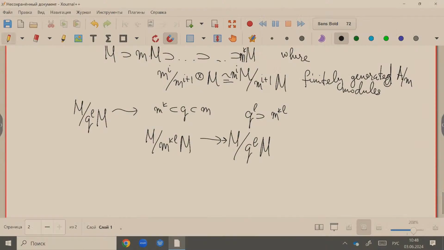And since this is of finite length, this implies that this is also of finite length.